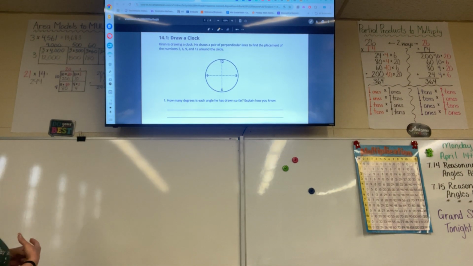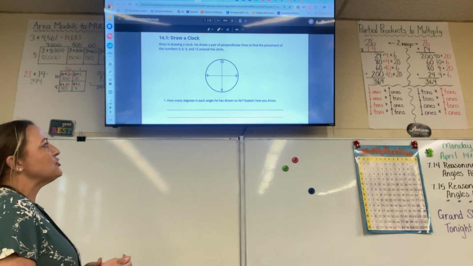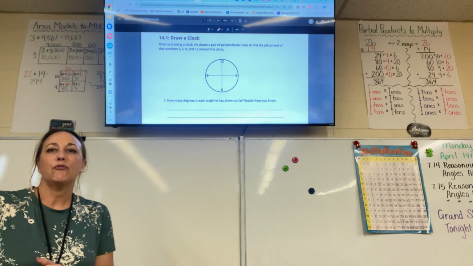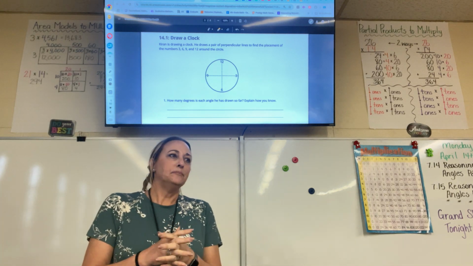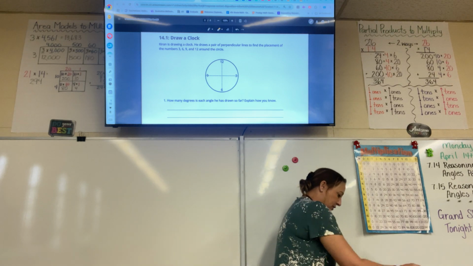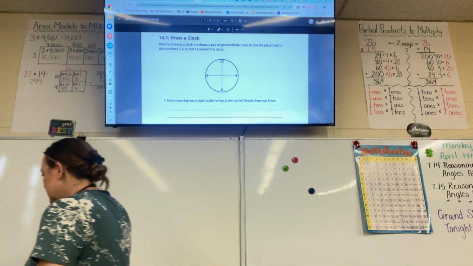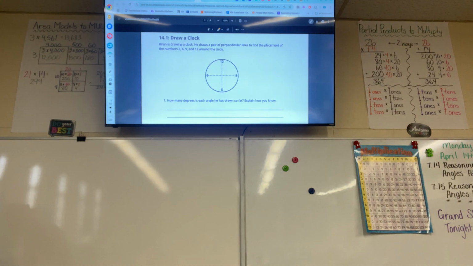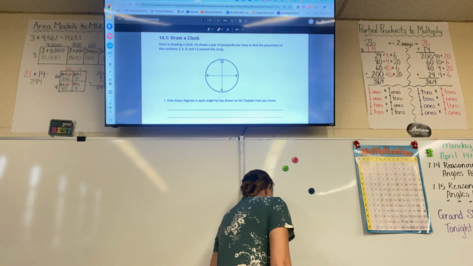14.1 says draw a clock. Kieran is drawing a clock. He draws a pair of perpendicular lines to find the placement of the numbers 3, 6, 9, and 12 around the circle. How many degrees is each angle he has drawn so far? Jackson? 90. All of the angles he's drawn so far are 90 degrees. And you know that because when we make perpendicular line segments, or perpendicular lines, they're all 90 degrees.